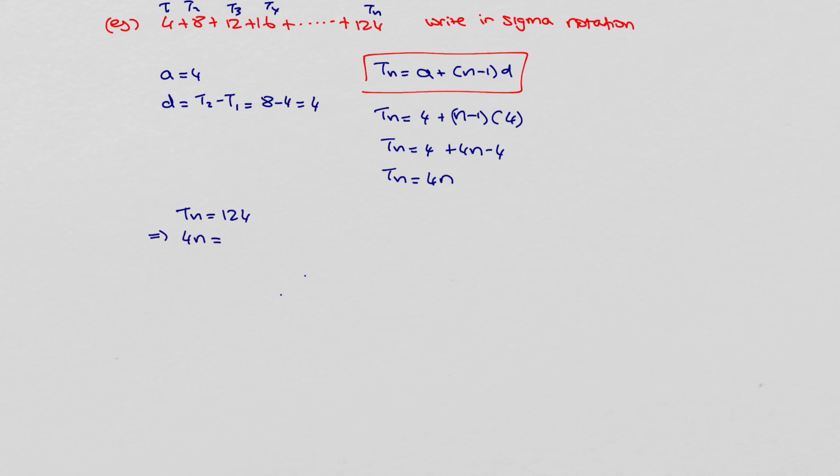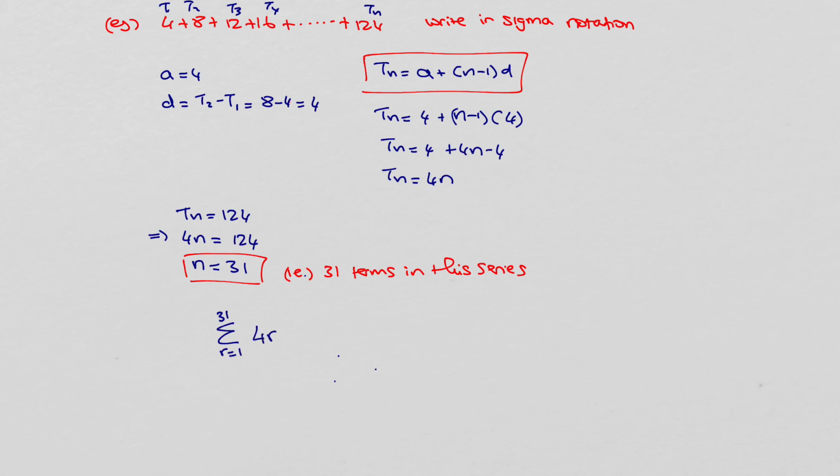So in other words, 4n is my general term. And if I divide across by 4, I can see there are 31 terms in this series. So therefore, if we were writing it in sigma form, it would be the sum ending at 31, starting at 1, and my general term is 4n. So 4n is generally the way we would see it written. And that would be equal to 4 plus 8 plus 12 plus 16 all the way down to 124.